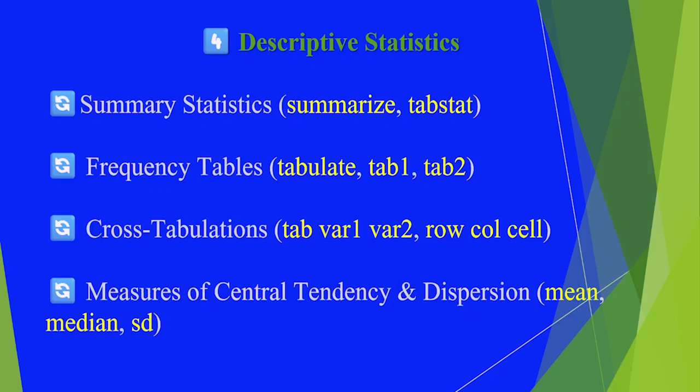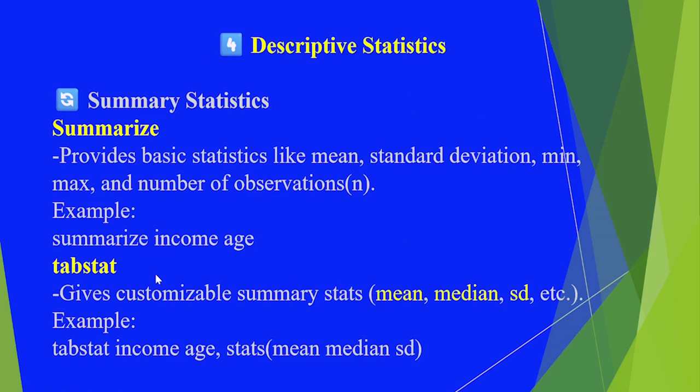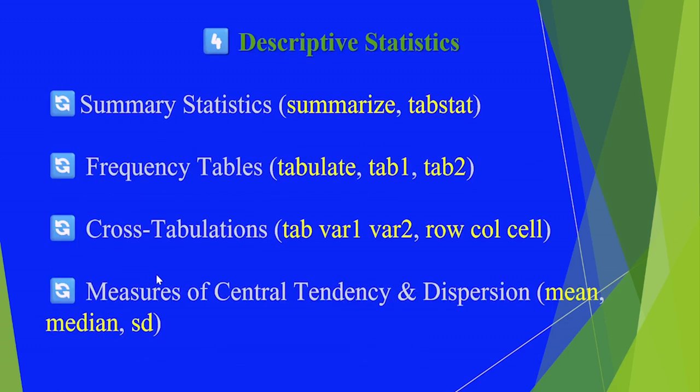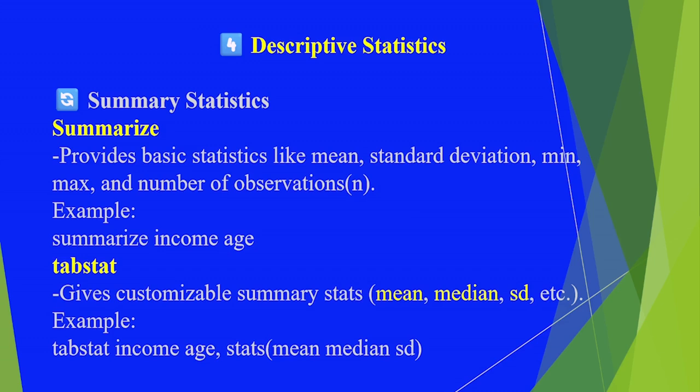And module number 4 covers descriptive statistics, and under this module we will look at summary statistics, frequency tables, cross-tabulations, and measures of central tendency and dispersion. So moving on to our first objective, summary statistics. Under summary statistics we have some key STATA commands like summarize and tabstat.